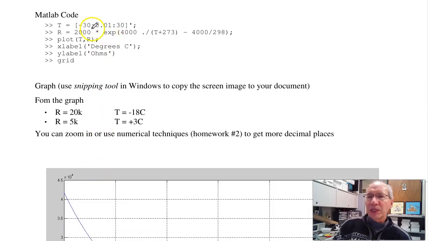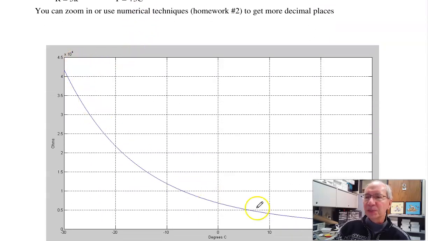So if I repeat, going from minus 30 to plus 30 in steps of 0.01, that gives me 6,000 points, more than I really need. The semicolon says don't print out the results. I don't want to have 6,000 points on my graph, on my paper. It's going to kind of mess up the display. Calculate the resistance at all 6,000 points, and then plot it. What you get is a nice smooth curve, 6,000 points in that curve.